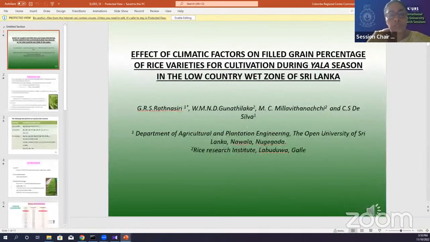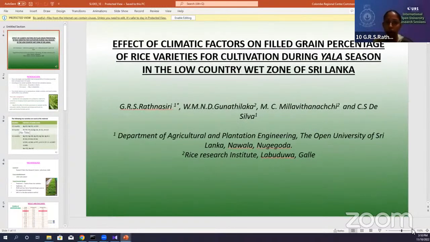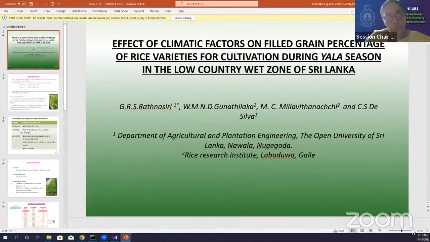Ms. Ratnasiri, now actually all these varieties are pre-tested varieties, already tested in these rice research stations. So what made you do this kind of study again? Actually, madam, in the low country wet zone, southwest monsoon rain is the major problem for reduced yield. Therefore, Rice Research Station conducted this research to find the most suitable rice varieties for the yellow season. Only in the low country wet zones, that's all.